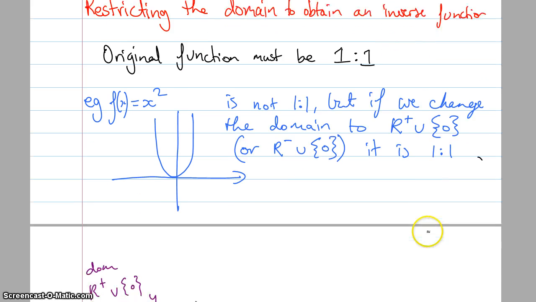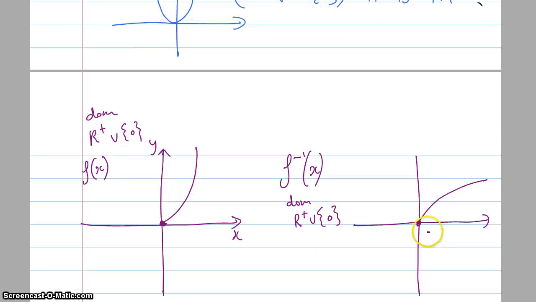And if it's a one-to-one function, that means that when we get the inverse, it will also be a one-to-one function, or basically it will be a function. So both the original graph was a function, and the inverse will also be a function as well. And this is quite often what we want to do in Year 12. We want both the original graph to be a function and the inverse graph to be a function as well.